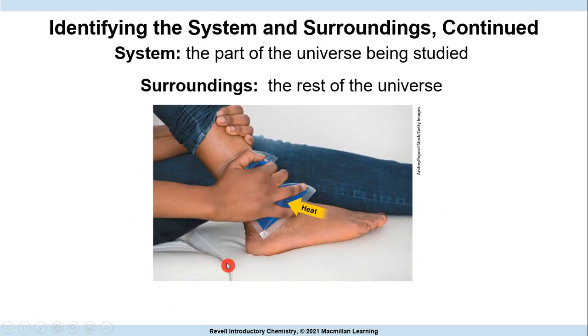Now, here is a question. Looking at this picture, you see an ice pack being placed on an injured ankle. Now the question is, is heat being released or absorbed? Alright, for us to be able to answer this question, we must first of all define our system. If we don't define the system, we will be unable to answer that question. So if we define the system, we'll be able to answer the question.